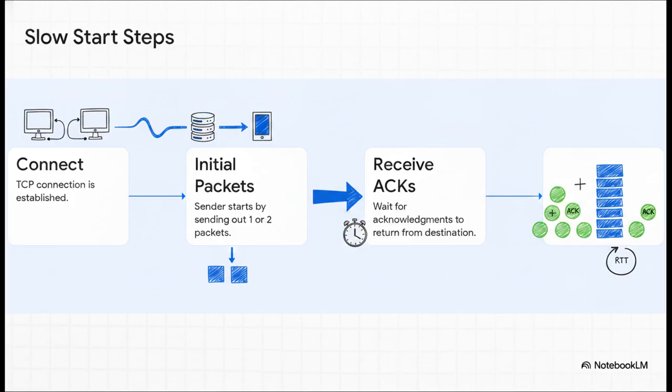And fourth, and hey, here's where the magic happens. For every single ACK received, the sender increases the congestion window size by 1 for each round-trip time. It's essentially rewarding successful delivery by increasing the sending limit.